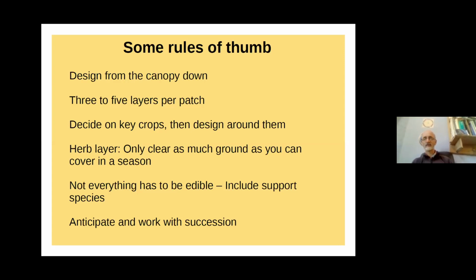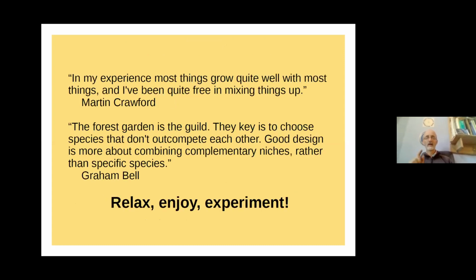Or are the light conditions getting too dark for some of your most important crops, in which case you might have to think about taking out some of the woody plants or coppicing them, or steering succession in that way. So working with succession in an active way.